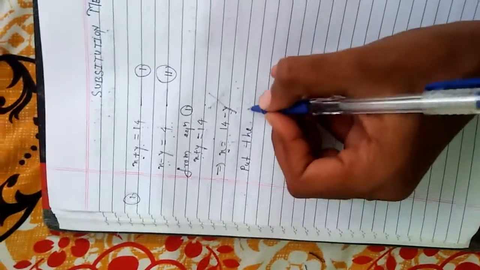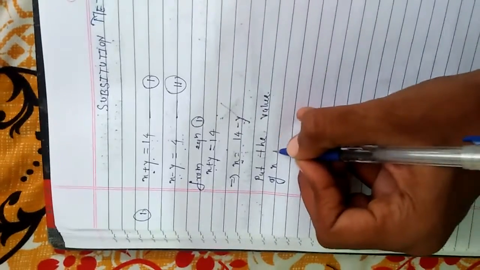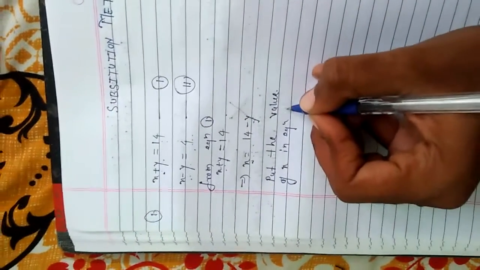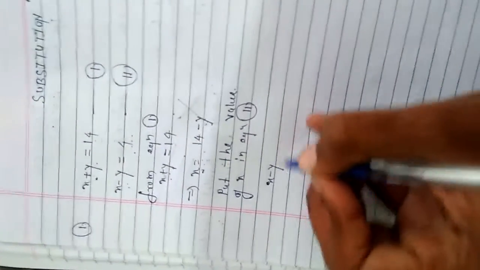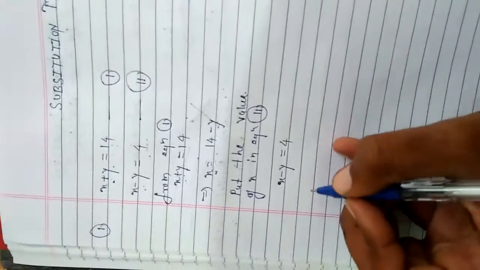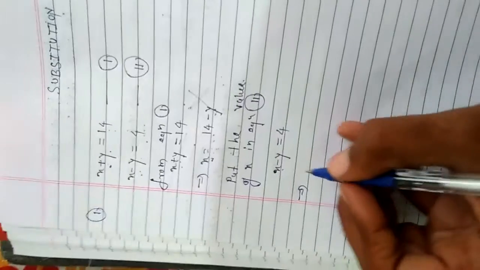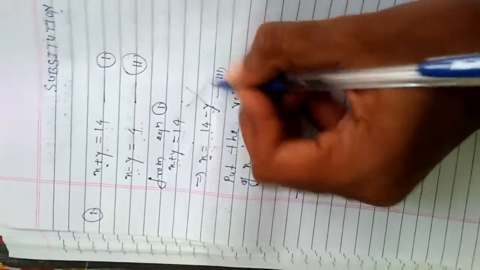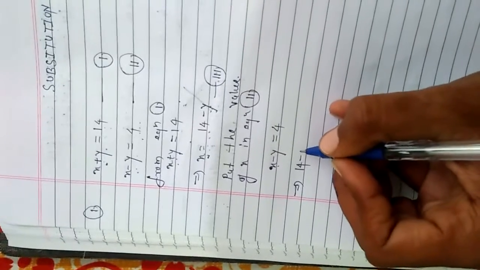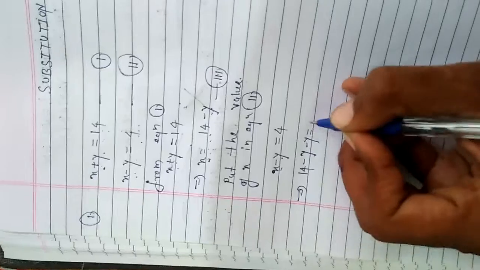Put the value of x in equation 2. Okay, so what is our equation number 2? x minus y equals 4. So here x is what? 14 minus y. So put here 14 minus y. This is also, we can say, equation number 3. So 14 minus y, and this minus y is also there, equals 4.